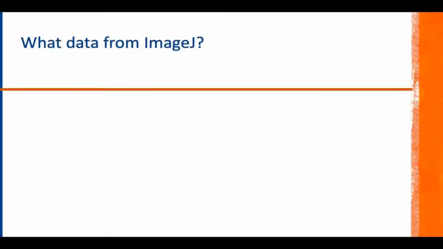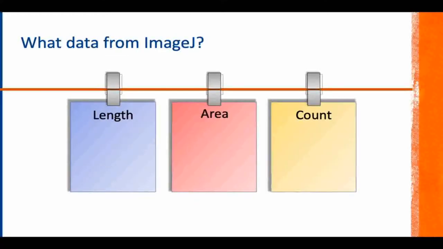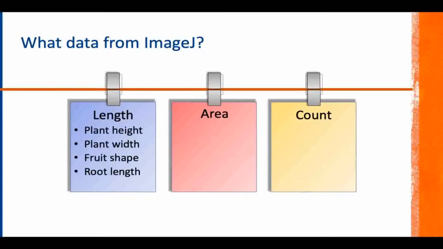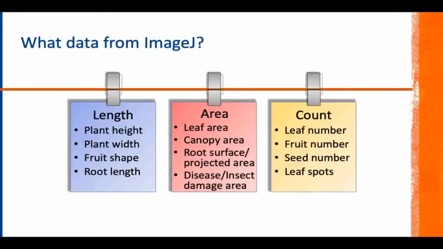Data which can be gathered for horticultural research and extension by ImageJ typically falls in one of three categories: length, area, or count data. Typical measurements under length include plant height, plant width, fruit shape, and root length. Area might include leaf area, canopy area, root surface or projected area, and disease or insect damage area. Some common count measurements are leaf number, fruit number, seed number, and leaf spots.